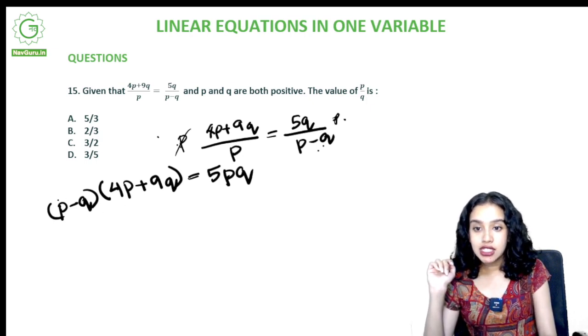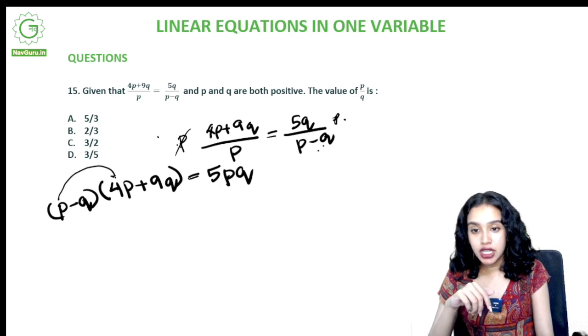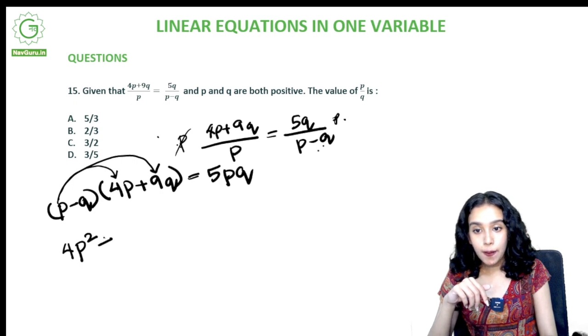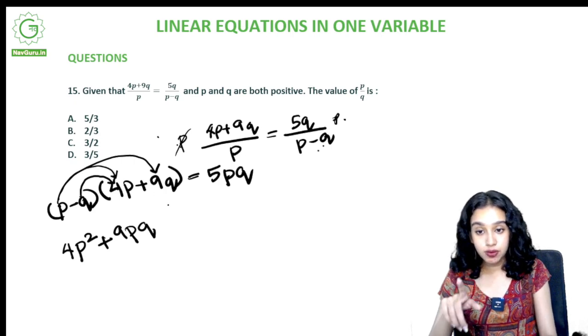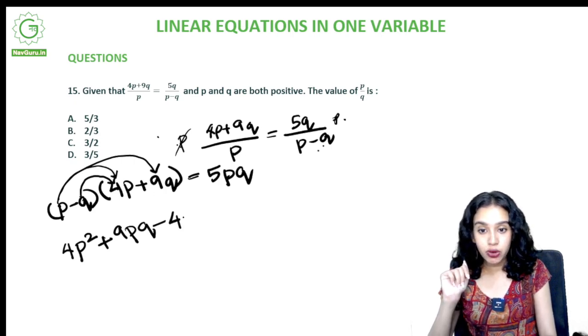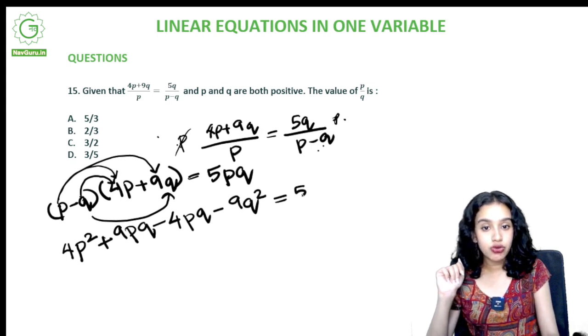We multiply each term with the other term. So p into 4p is equal to 4p square. Now p into 9q is equal to plus 9pq. Now minus q and plus 4p is equal to minus 4pq. Now minus q and plus 9q is minus 9q square. This is equal to 5pq.